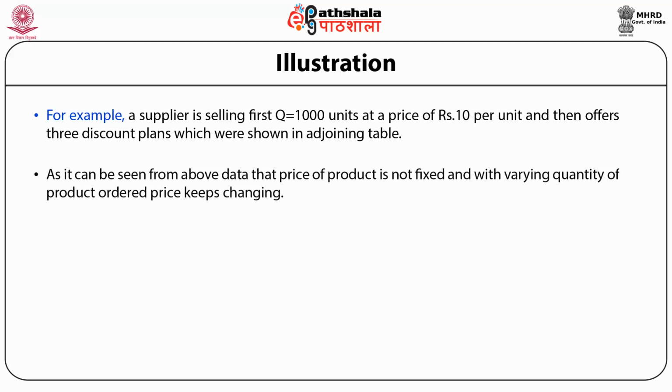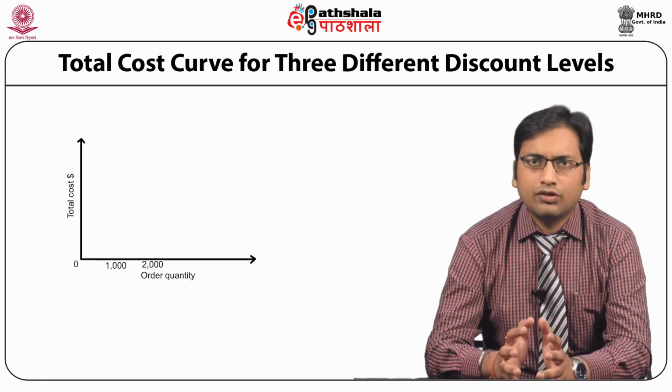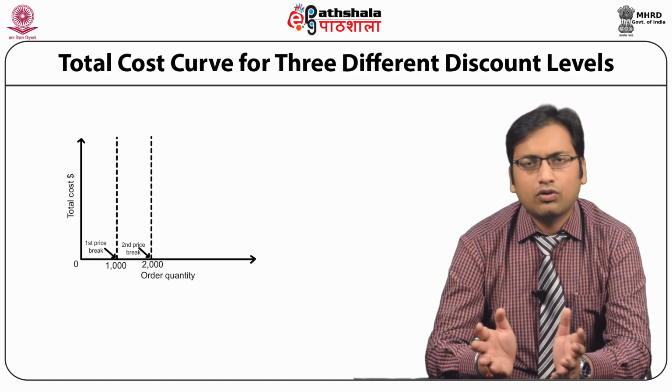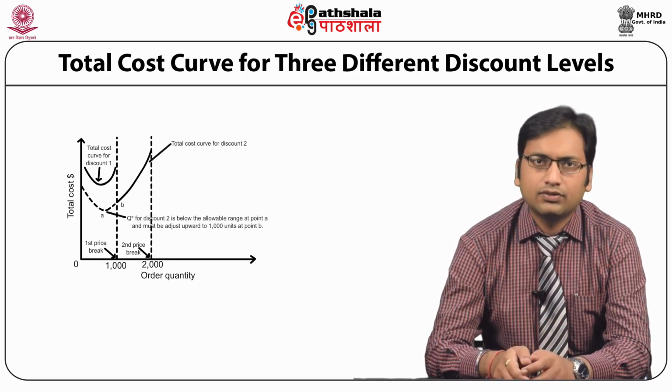As it can be seen from above data that price of product is not fixed and with varying quantity of product ordered, price keeps changing. With change in price of product, total cost gets affected. The total cost curve for three different discount levels has been shown in figure. Total cost curve for three different discount levels. The figure explains following points.